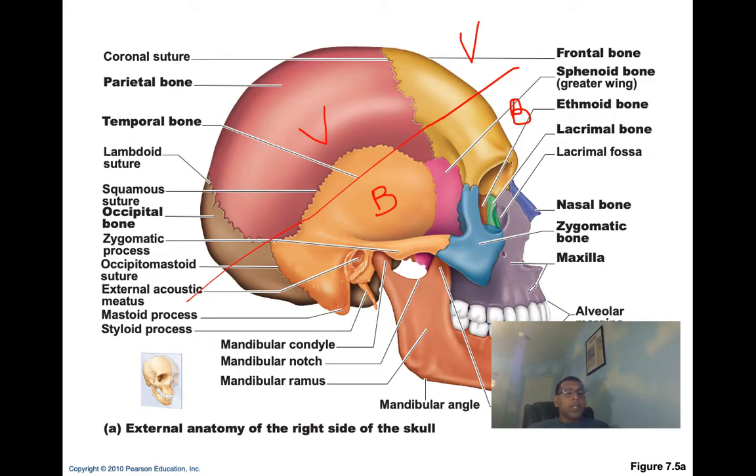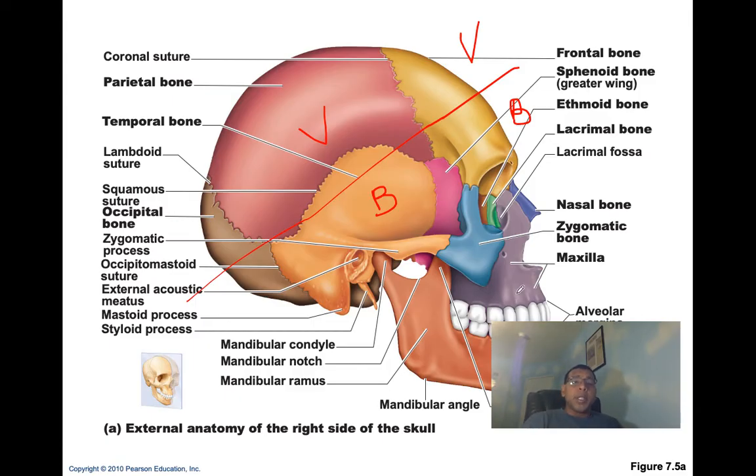Now when we go through and talk about the functions of the cranium, you'll see it is to enclose and protect the brain. The cranium also furnishes attachment sites for head and neck muscles. So it allows head and neck muscles to come in and attach.